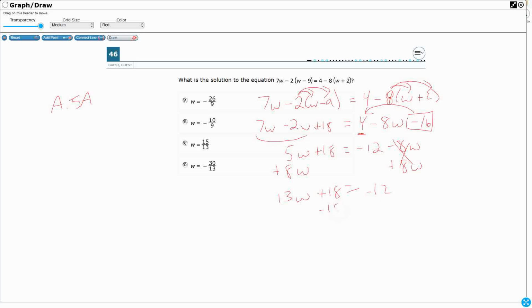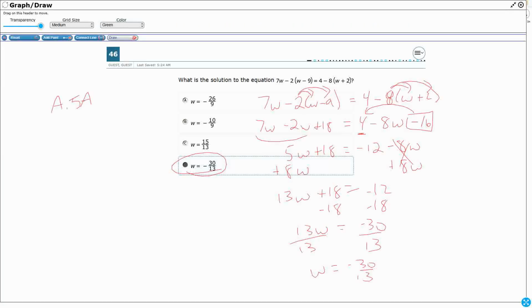And let's take away 18 from both sides. 13w equals negative 30. And then we can divide both sides by 13. It gets us this weird looking negative 30 over 13. But that is our answer, D. And so that was quite a bit of algebraic thinking here.